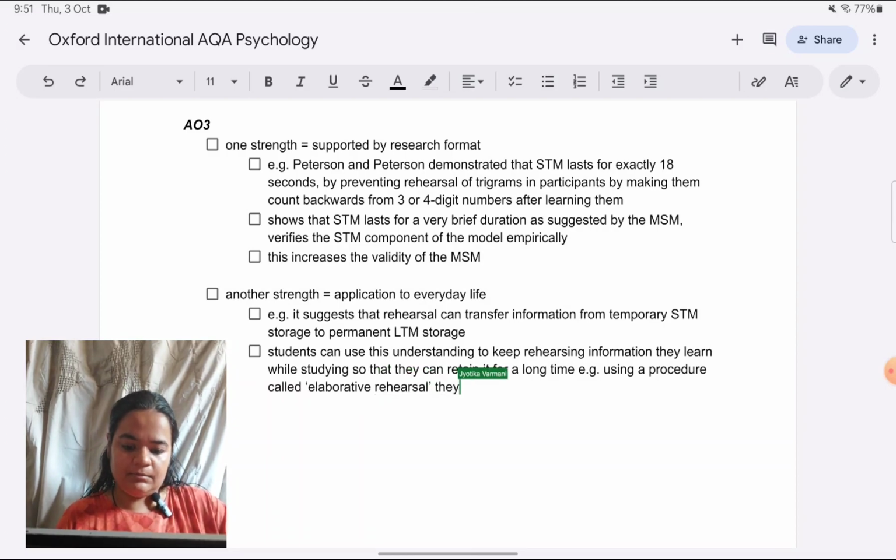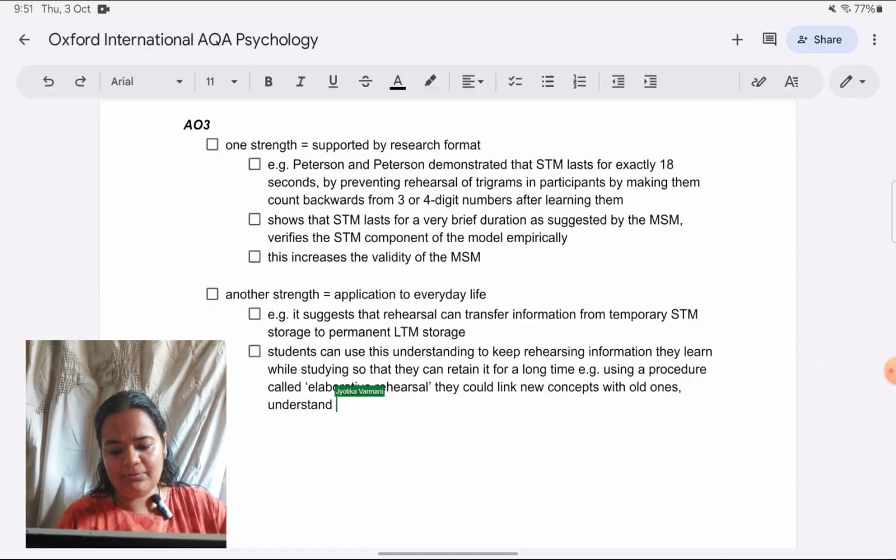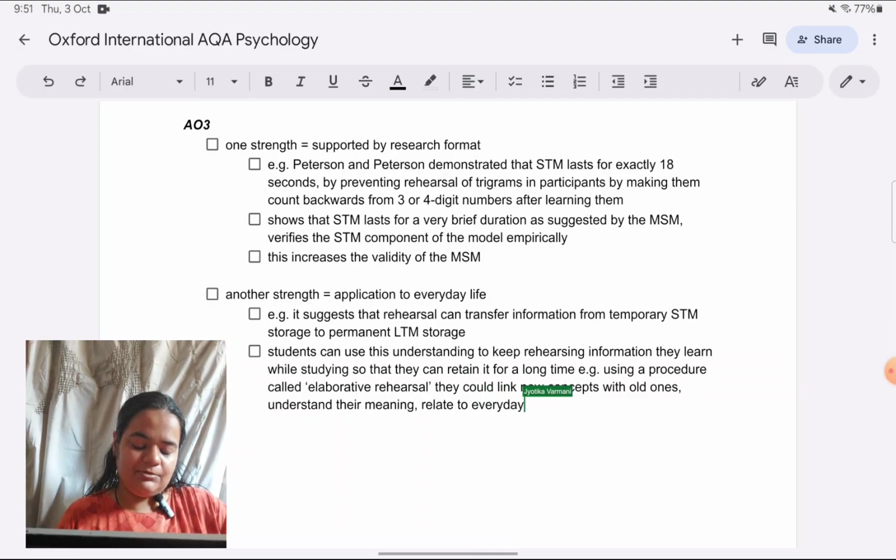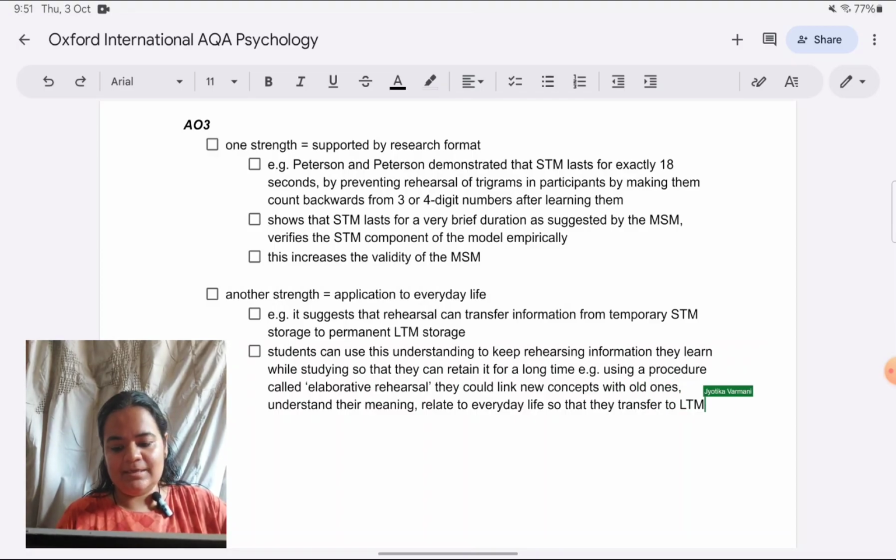They could link new concepts with old ones, understand their meaning, relate them to everyday life, so that they transfer to LTM. So this increases practical usefulness. To conclude, this point makes the theory useful.